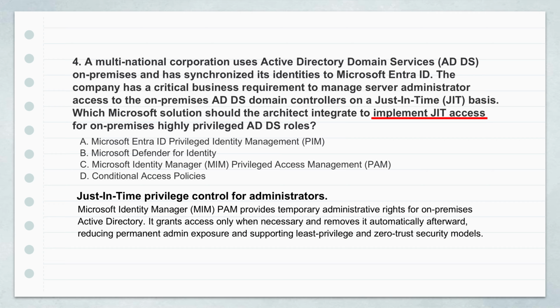The piece that extends that JIT principle, those cloud security controls, back to the on-prem AD infrastructure. For this specific scenario, the required solution is Microsoft Identity Manager, MIM Privileged Access Management, PAM. MIM PAM. Now, some might think MIM is older technology. It's been around, yes, but it's absolutely necessary here because it is the dedicated, purpose-built system designed specifically to implement and enforce just-in-time access and temporary privilege elevation for administrators managing those sensitive on-premises Active Directory roles.